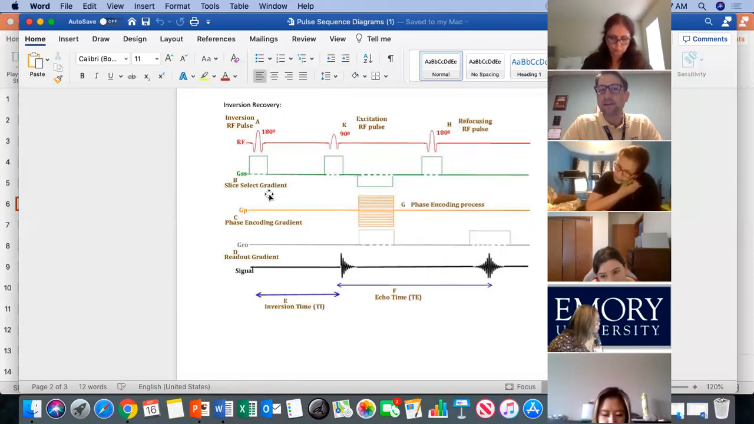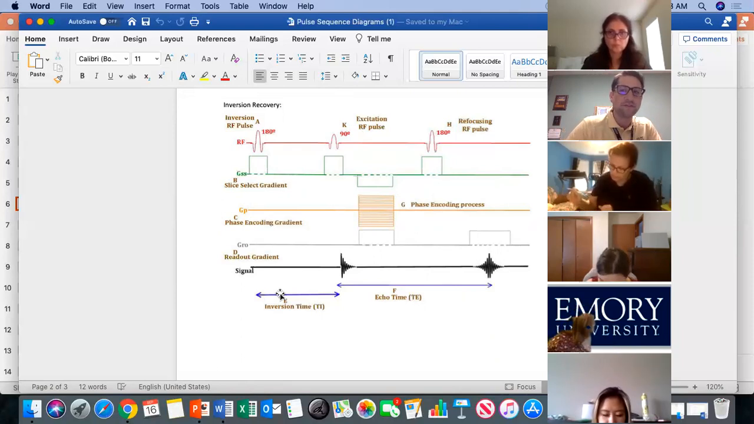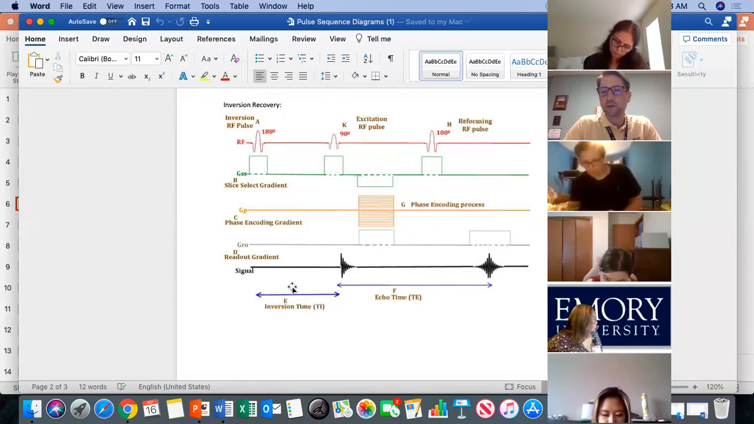The only difference is this, we start with a 180 degree inverting pulse. We select a TI time, depending on if we want to nullify fat or if we want to nullify fluid. So if we want a STIR, our TI time is short. If we want a FLAIR, our TI time is long.